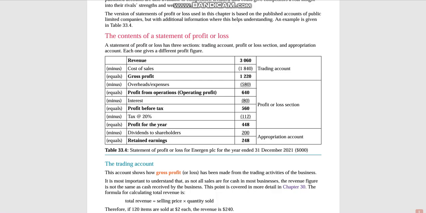Now what do you do with that? That's appropriation. Either you give the dividends to the shareholders, which you've given right here, and then you get retained earnings, which means you can reinvest that profit, right? Like into research, into buying more capital goods and everything as such. Now let's look at the more integral part of the whole statement of profit or loss.